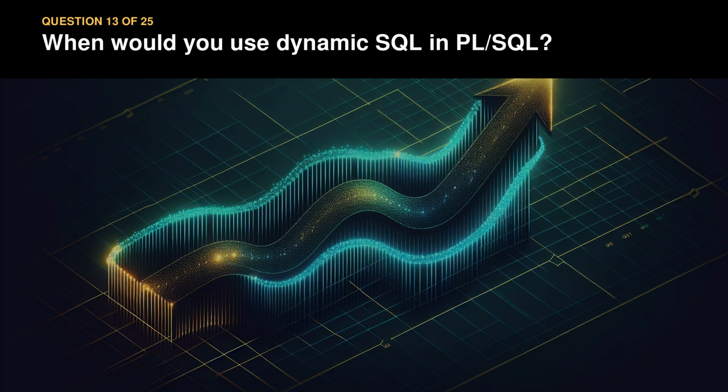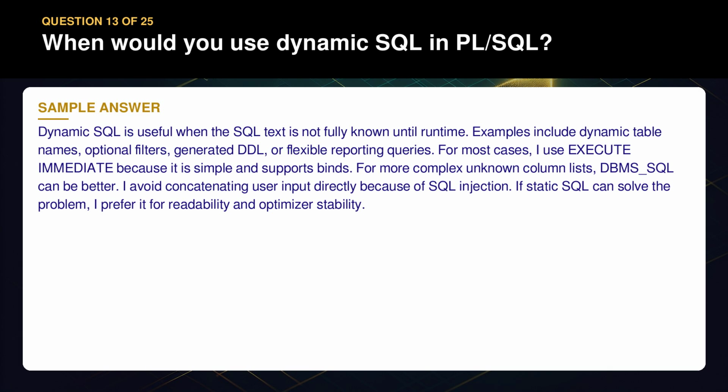Question 13. When would you use dynamic SQL in PL/SQL? Dynamic SQL is useful when the SQL text is not fully known until runtime. Examples include dynamic table names, optional filters, generated DDL, or flexible reporting queries. For most cases, I use EXECUTE IMMEDIATE because it is simple and supports binds. For more complex unknown column lists, DBMS_SQL can be better. I avoid concatenating user input directly because of SQL injection.